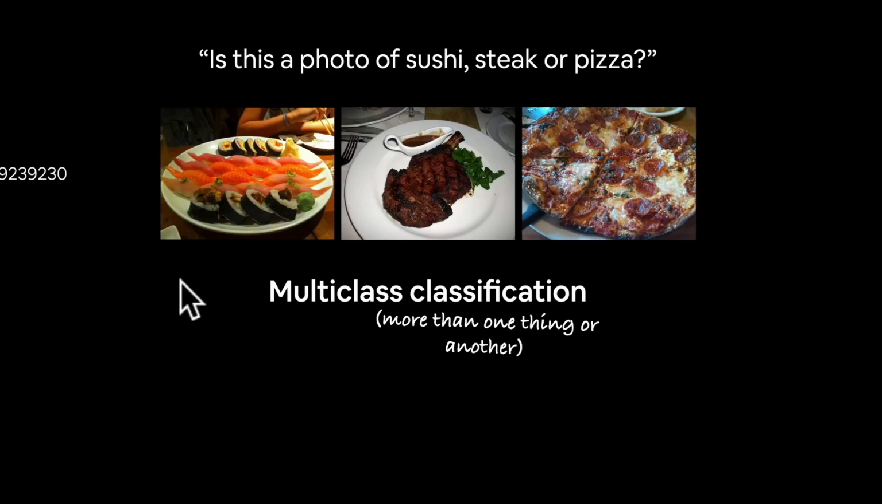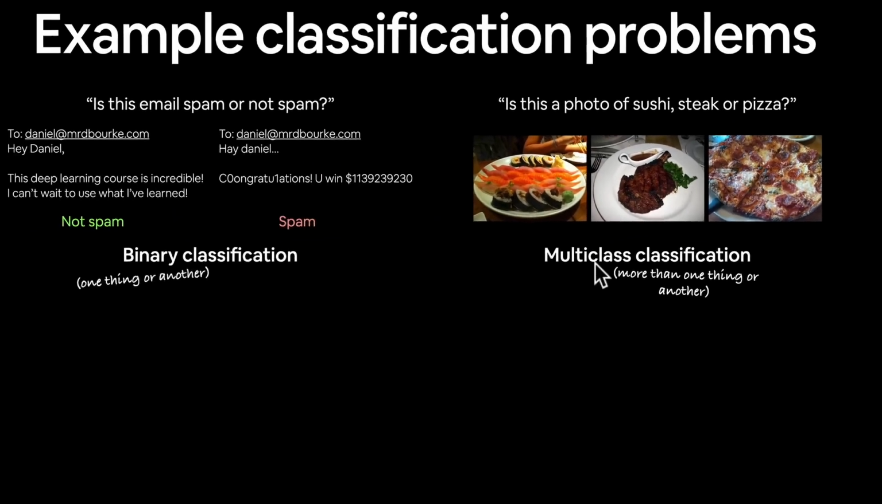So the principle would still remain. There's multiple different things that these photos could be of. So multi-class classification not only relates to different photos of food, it could be different photos of cars, it could be different photos of animals, anything you could imagine.